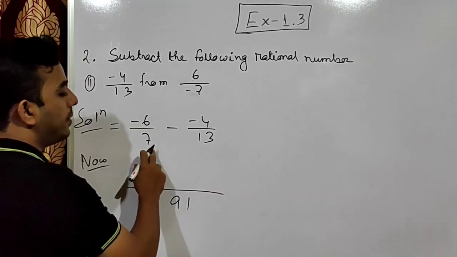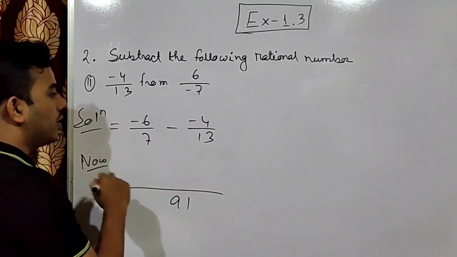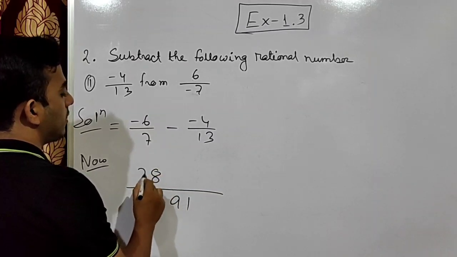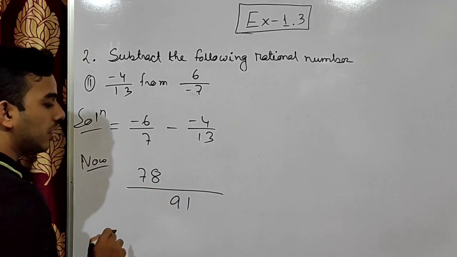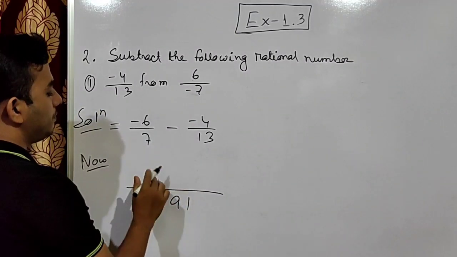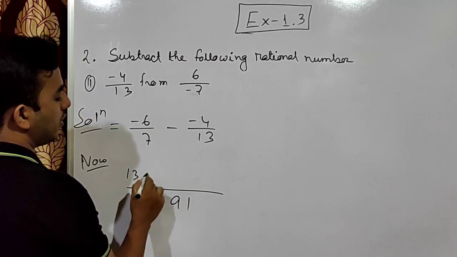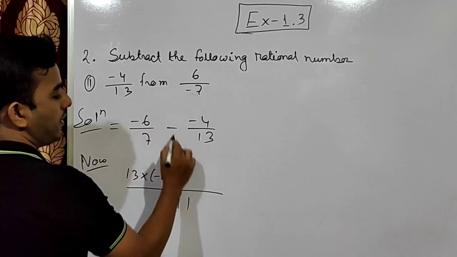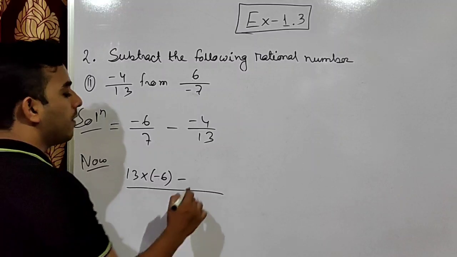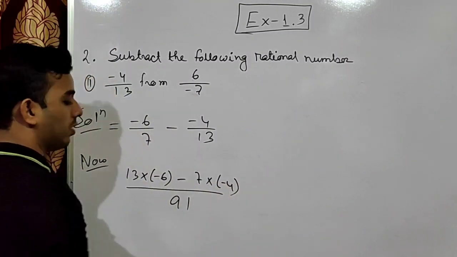Now 91 divided by 7 is how much? 13. So 13 into 6, 78. Clear? Okay, let us solve like this. 91 divided by 7 is 13. So we will write 13 into minus 6. Then this minus, 91 divided by 13 is 7. So we will write 7 into minus 4. Okay, very good.